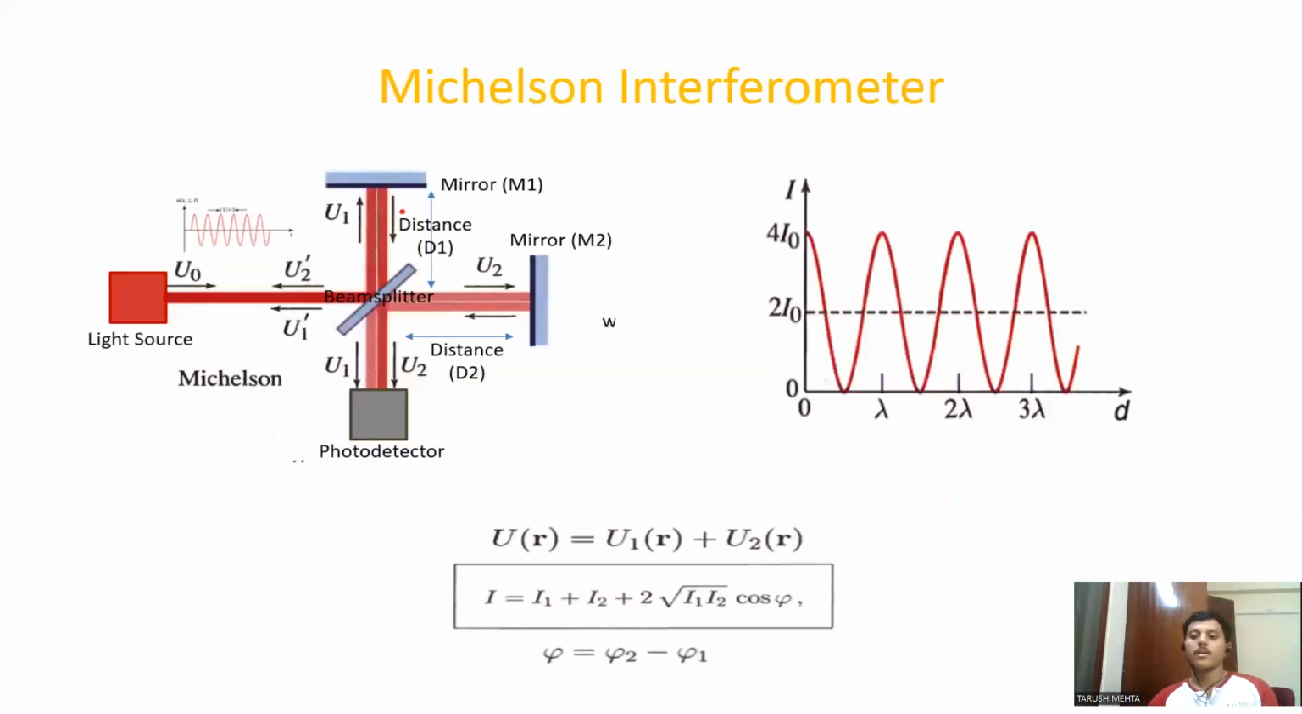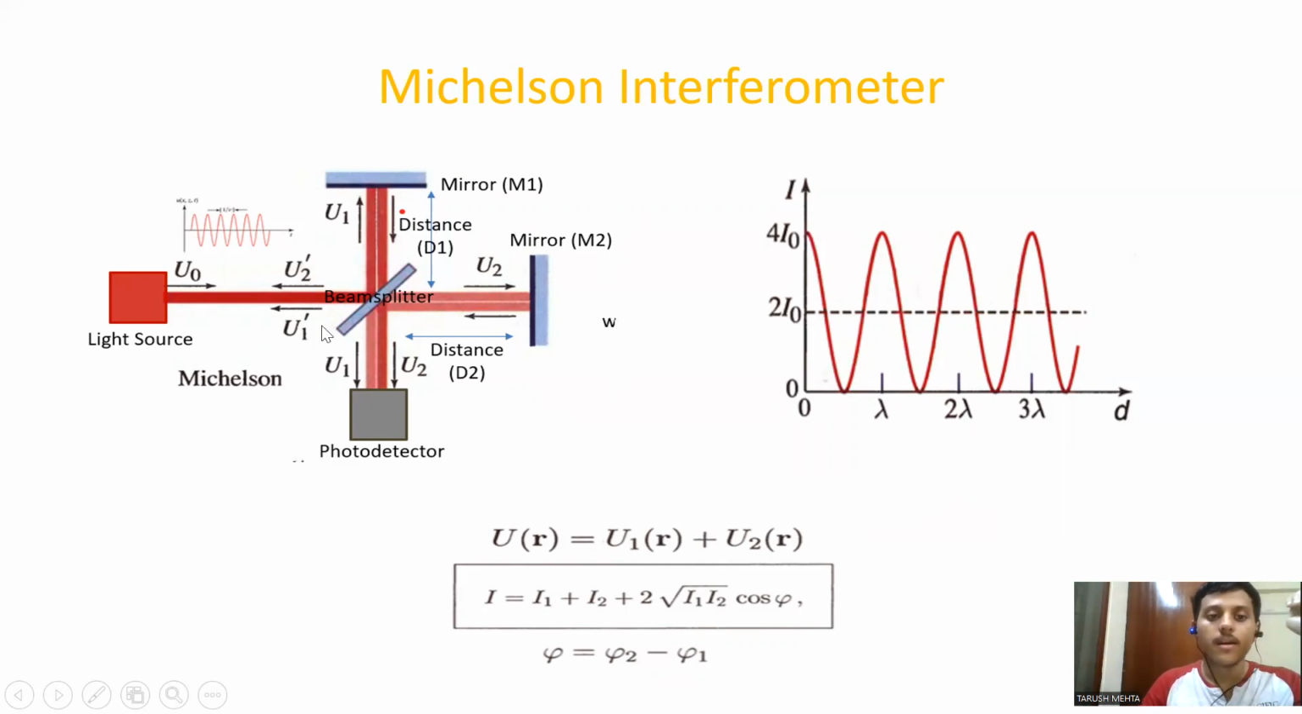Based on this particular theory of interference, a very important class of devices called interferometers was developed. These interferometers can be of three types: Michelson interferometer, Mach-Zehnder interferometer, and Sagnac interferometer. The Michelson interferometer is used to measure the distance or the displacement of some particular mirror. So let's see how a Michelson interferometer works.